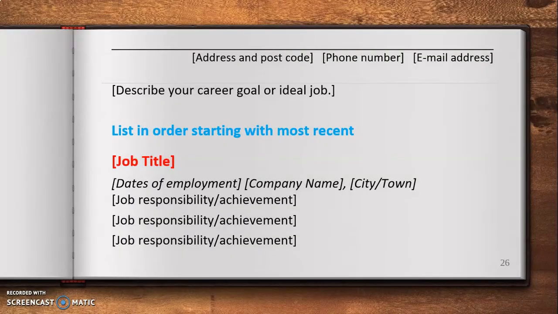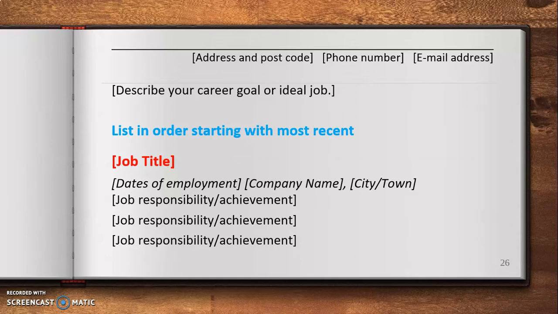Now let me give you the template. So here, as you can see from the page, you put your address and the postcode, followed by your phone number and then email address. Then after a few lines, 1 or 2 lines, just describe your career goal or ideal job, and then after 1 or 2 lines, go to your job experience or work experience. So when you do this, don't forget that you need to list in order, starting with the most recent experience. That is important and that's a must.